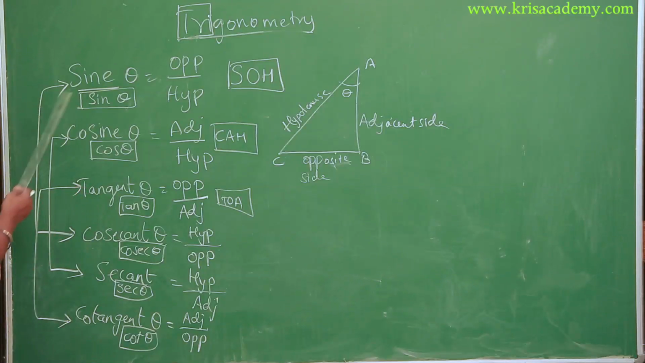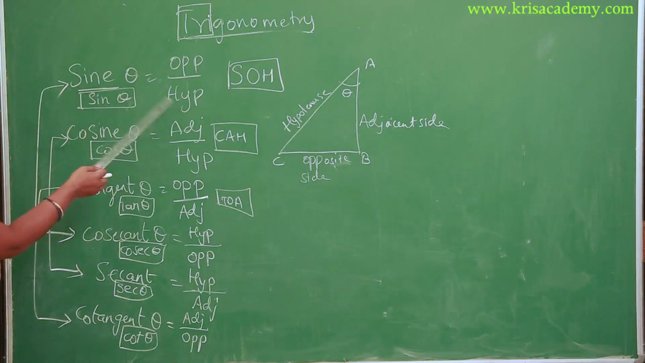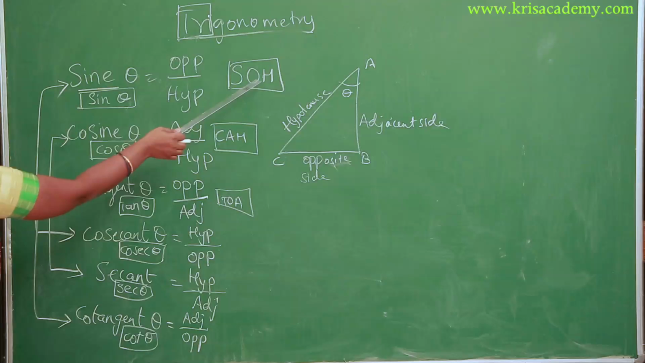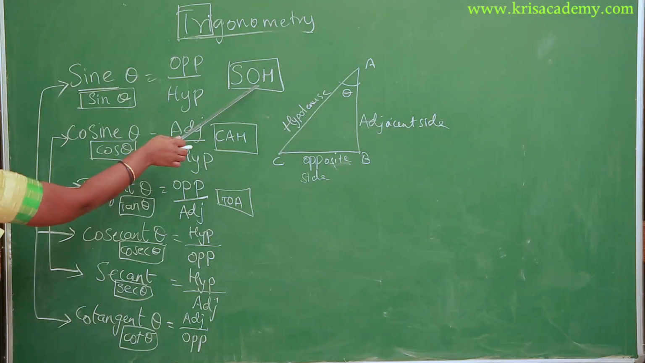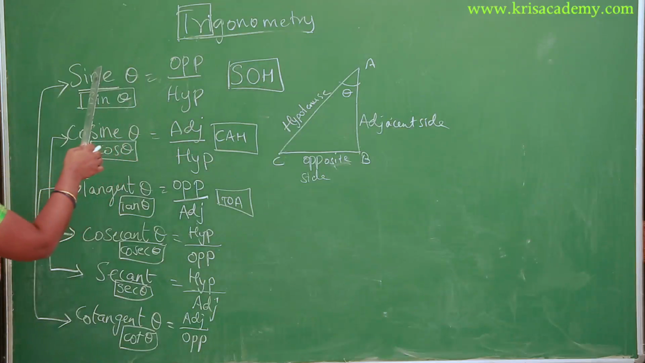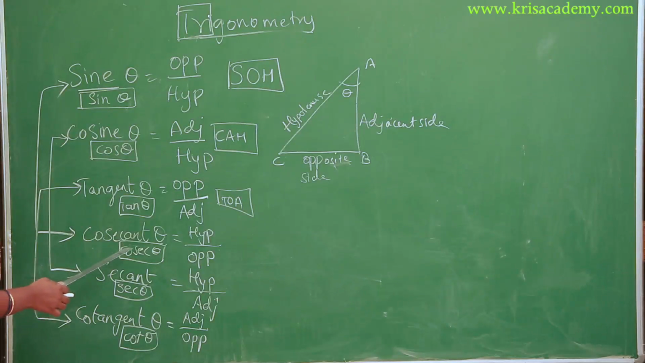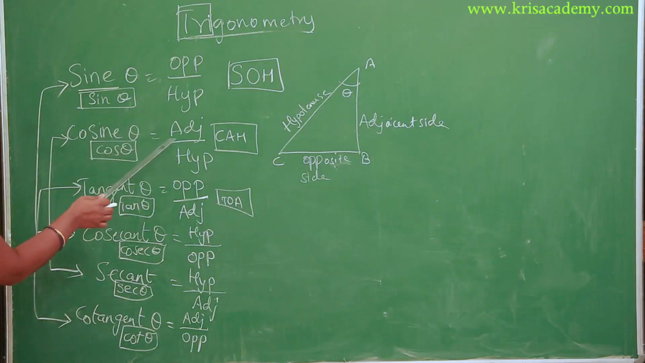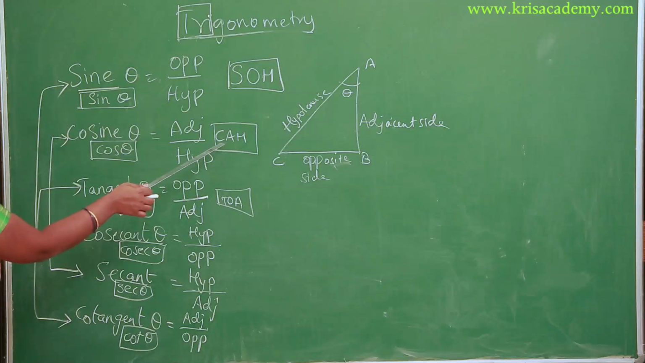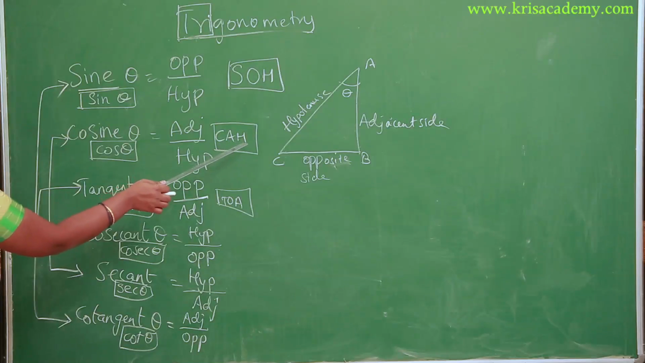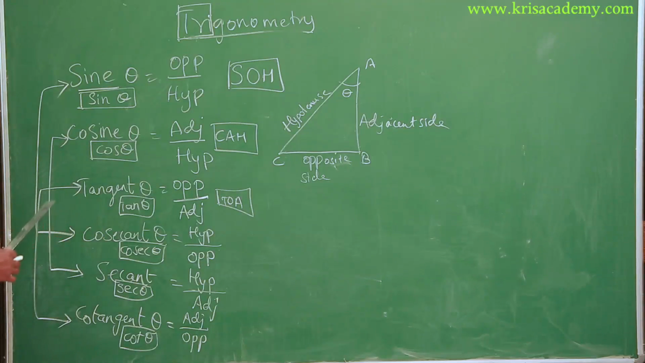When you are learning, if you learn sine as opposite by hypotenuse, remember SOH. S is sine, O is opposite, H is hypotenuse. Sine reciprocal is only cosecant, which will be hypotenuse by opposite. Cosine is adjacent by hypotenuse, CAH, so no need to learn this much. Cosine reciprocal is only secant. Secant is equal to hypotenuse by adjacent.